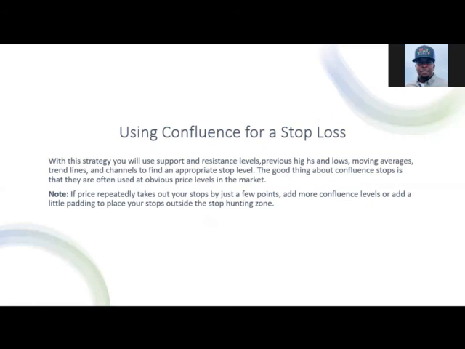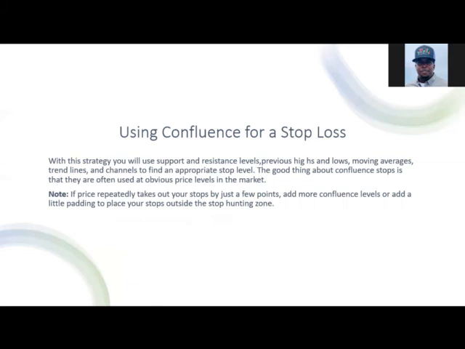You can also use your confluence for a stop loss. With this strategy, you will use support and resistance levels, previous highs and lows, moving averages, trend lines, channels, indicators, anything you need to do with confluence to get to a market. Also for stop loss. The good thing about confluence stops is that they're often used as obvious price levels in the market. Price has been there before, so therefore use that. Always look left in the market.